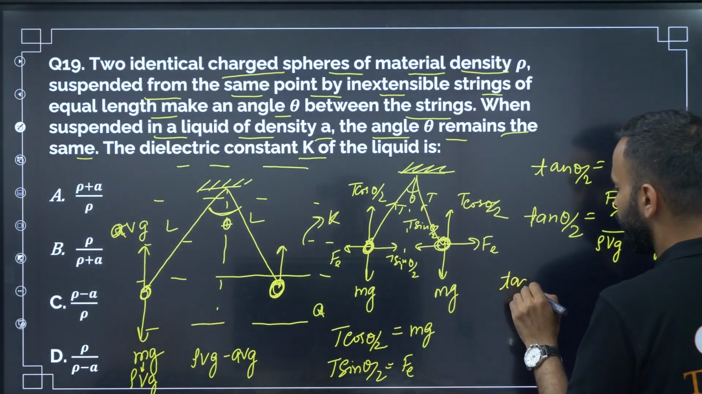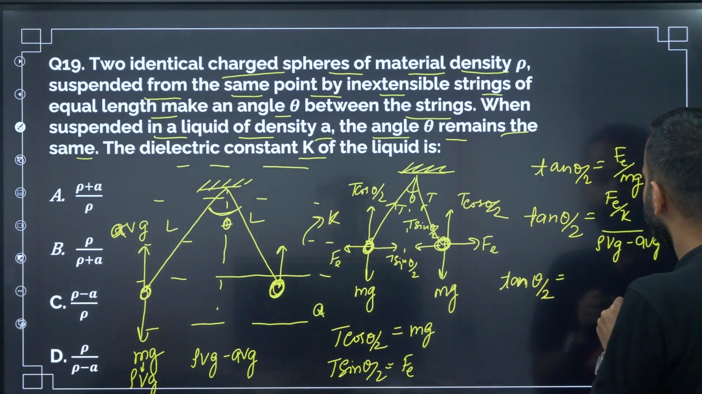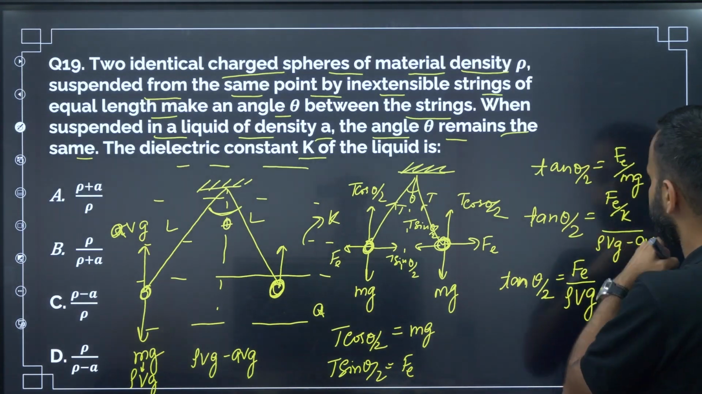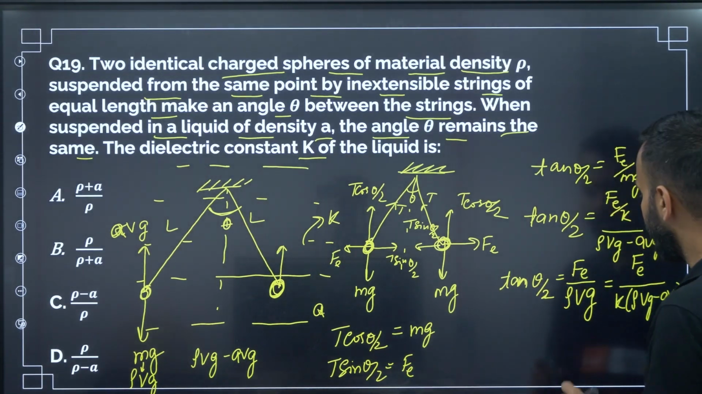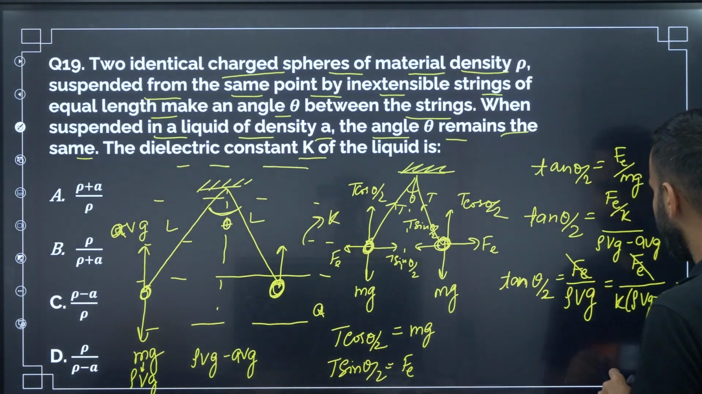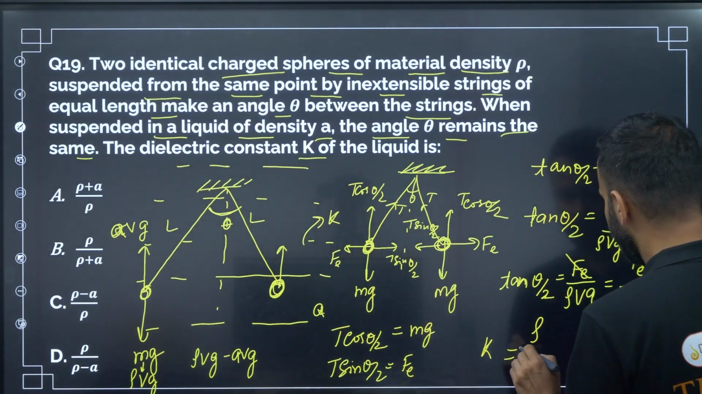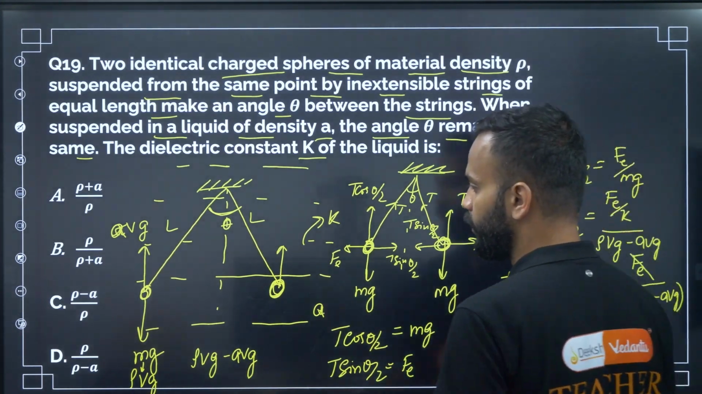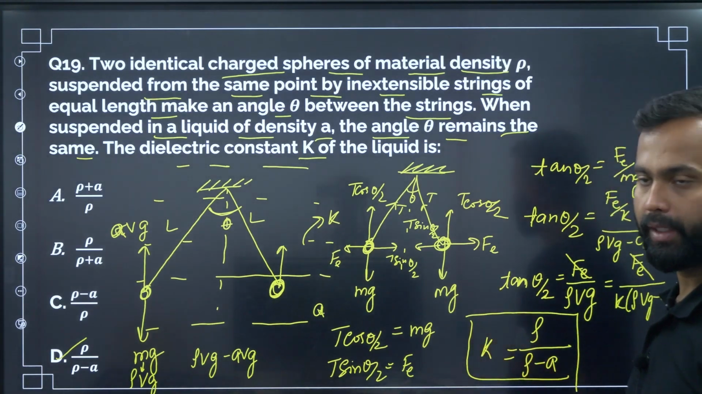Okay, so now tan theta by 2 is equal to Fe by mg, right, Fe by mg. So Fe divided by m is rho into v into g, mg, right, which is equal to Fe divided by k into rho vg minus a into v into g. Okay, Fe will get cancelled, right. So we need to find the value of k, that is the dielectric constant of the medium. So k is equal to rho divided by rho minus a, that's it. So the correct option is D. Okay, so do the calculation part, and you will get the correct answer, k equal to rho divided by rho minus a.